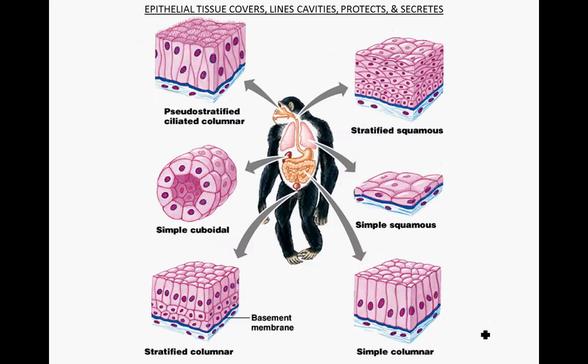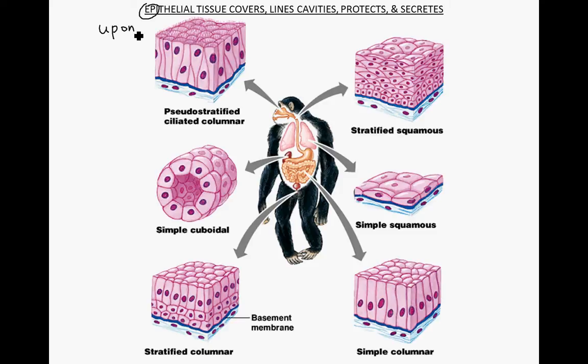So epithelial tissue here is one of the four main tissue types, the others being connective tissue, muscle tissue, and neural tissue or nervous tissue. And epithelial tissues, as the prefix implies, epi is upon. And so epithelial tissue is going to cover, line cavities, protect, and also be responsible for secreting.